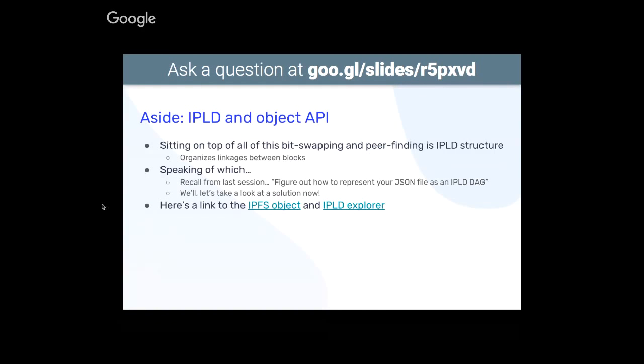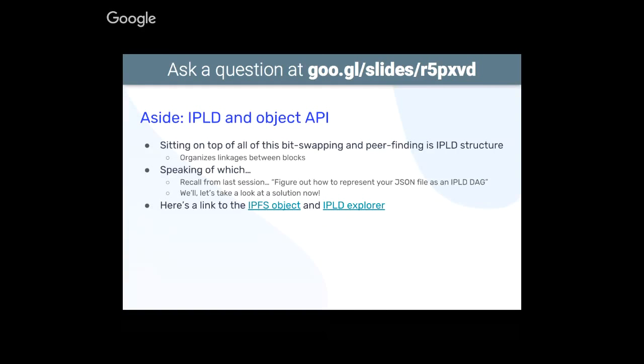Now this brings us to another sort of aside where we'll talk again about IPLD very briefly. So for context, sitting on top of all of this bit swapping and peer finding, the core piece of essentially this distributed data store is the IPLD data structure, or the DAG data structure. And this is helping us to organize all of the linkages between these blocks. We don't want to just go out and grab little bits and blocks here and there, but actually the blocks that are relevant for a particular file. So what chunks are associated with what file, which file belongs in which directory, etc. And this is what provides a whole structure to the interplanetary file system that we're trying to interact with.